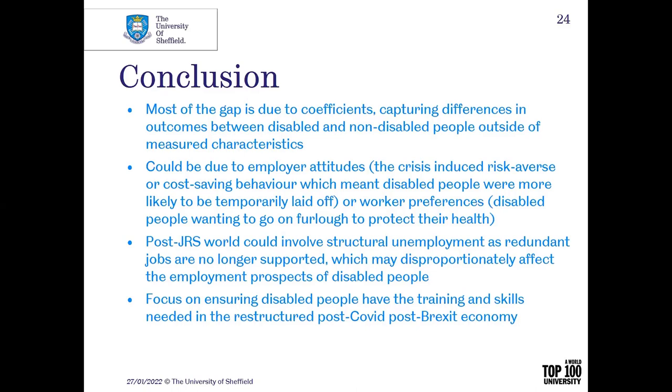So what does this mean long-term? Well, we're not quite sure yet, but in the post-JRS world, this could involve structural unemployment as redundant jobs are no longer supported. And this may disproportionately affect the employment prospects of disabled people. So the focus should be on ensuring disabled people have the training and skills needed in the restructured post-COVID, post-Brexit economy. Okay, thank you.